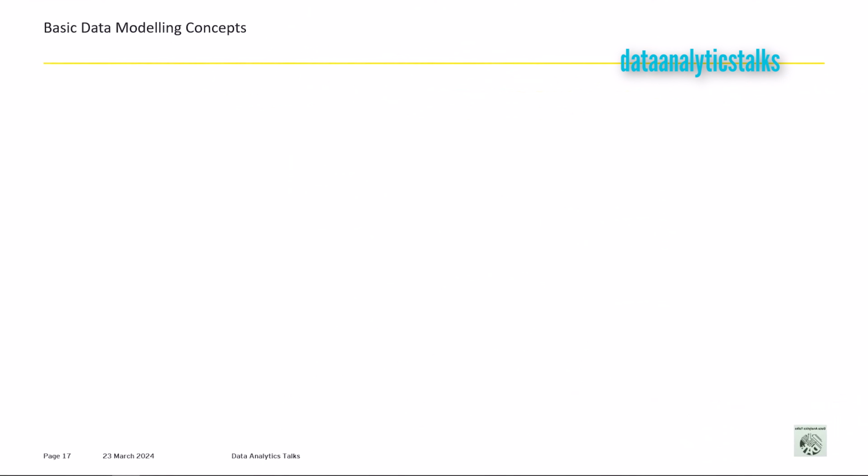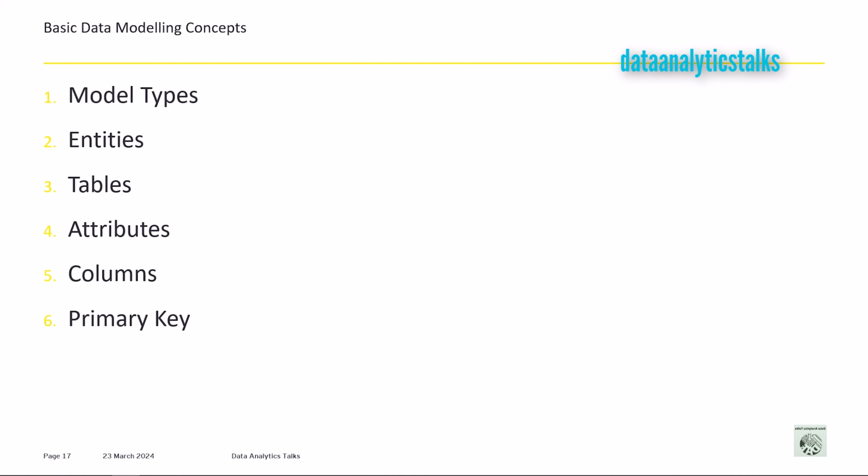To close this session, let's look into the basic data modeling concepts. We have the model types, entities, tables, attributes, columns, then primary keys, relationships, and foreign keys. We will learn more about the basic data modeling concepts in the next module.